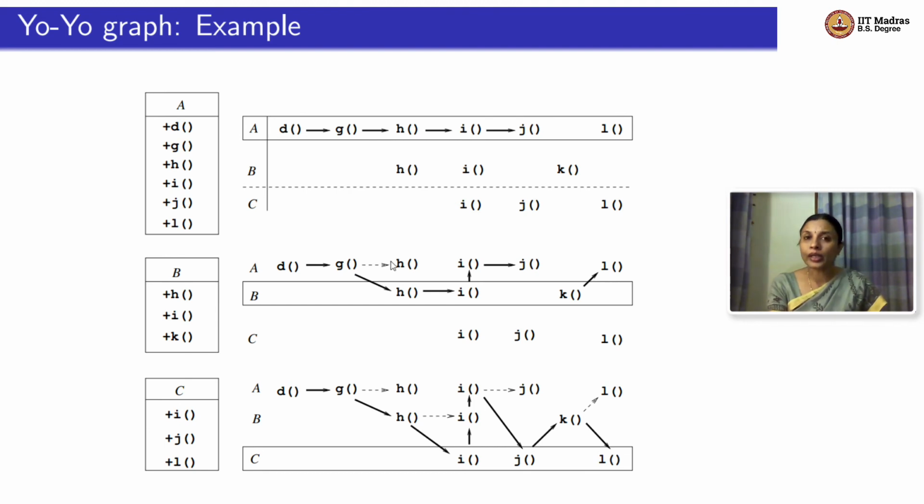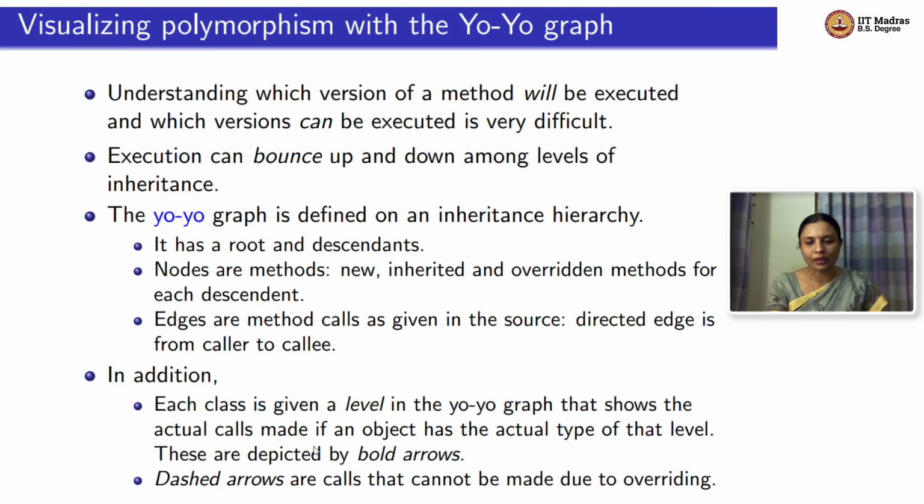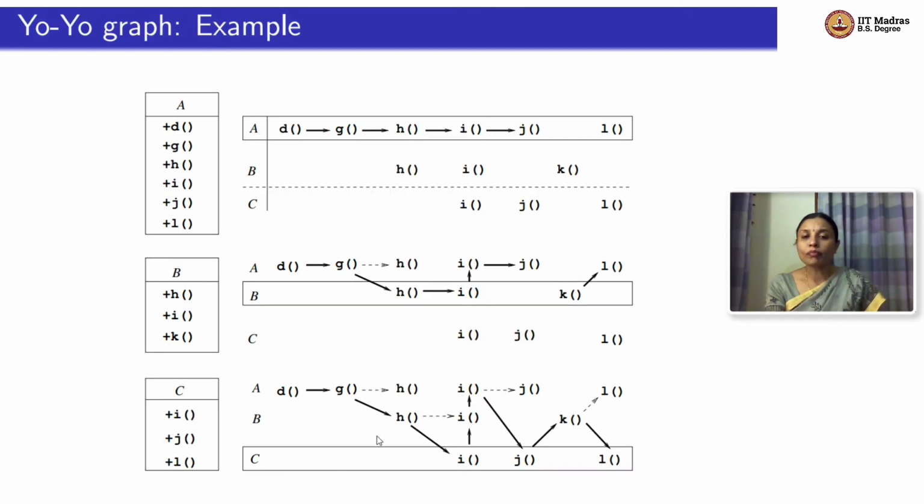But if it's bound to an instance of B, like we saw here in this data flow anomaly, then H of B will be called, not H of A. So then the call goes down here. Once B's H is called, B's H is going to call B's I. After B's I finishes running, it will go back to the parent A's I method, which in turn will call J, and so on.